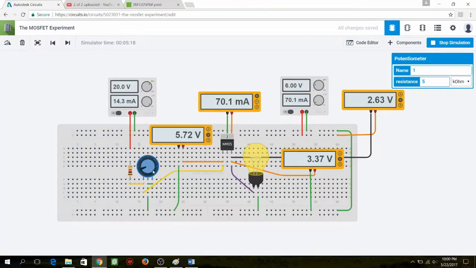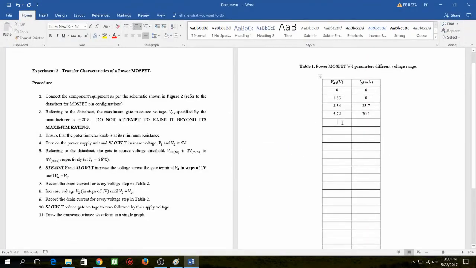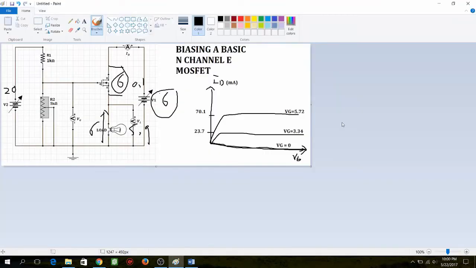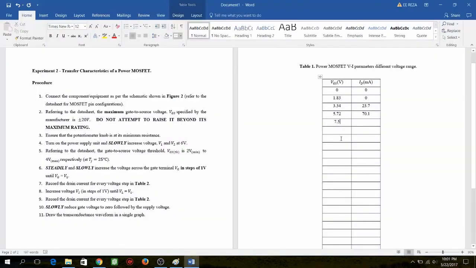So how do we do that? We keep on increasing our gate voltage beyond this value. So this is 20, so I will just increase it from here. At 7 volt, for example, 7.5, I will just take some random samples. At 7.5, how much do we get? This is close to 6 volt, but it's not fully on yet. You still have roughly about 1 volt at your transistor. You want it lower. This is 106 milliamp.